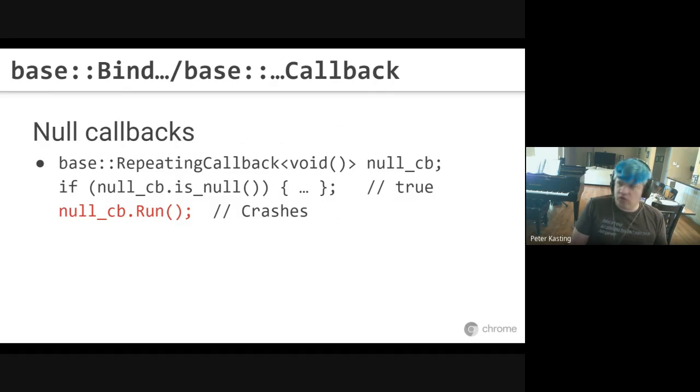Null callbacks. So what happens if you just sort of declare one of these callbacks? You don't produce it with bind, you just have one. What is that like? Well, there's a method on callback called isNull. And in this case, isNull is going to return true. IsNull is sort of the ground state for a callback. If you try to run an isNull callback, it will crash. You should think of callbacks a bit like function pointers in that dereferencing a null one is a crash. It's not a no-op. So there's a difference between the null callback and like the do nothing or no-op callback. Just like there's a difference between a null function pointer and a pointer to a function that does nothing.